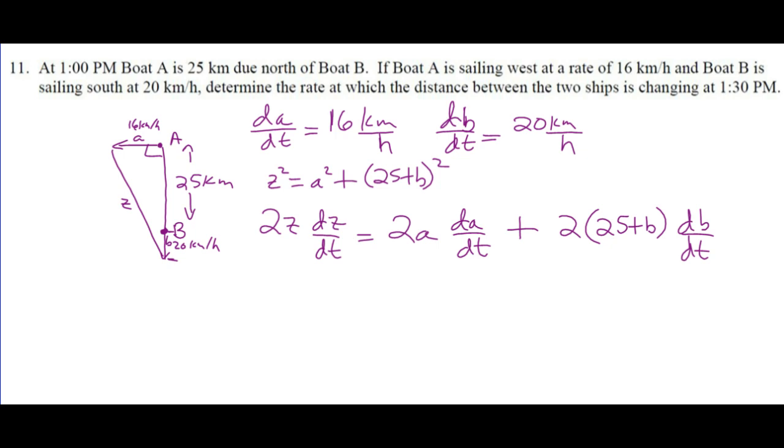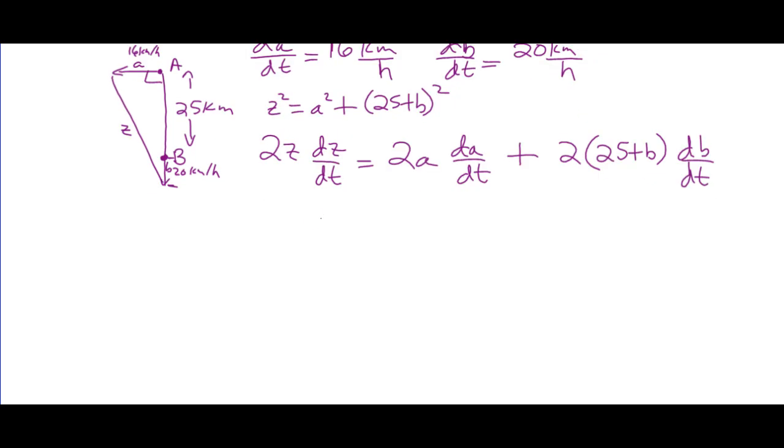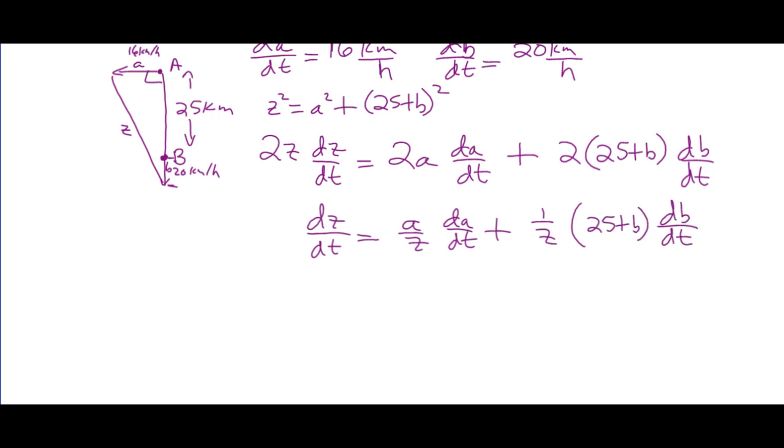All right, so divide everything by 2z, right? So we'll isolate the dz by dt. So dz by dt is going to be, so 2a divided by 2z is going to be a over z, dA by dt, plus, okay, 2 divided by 2z will be 1 over z times (25 plus b) times dB by dt.